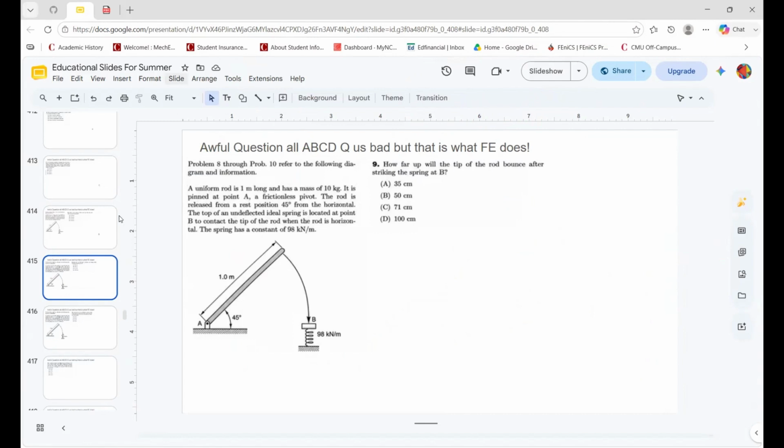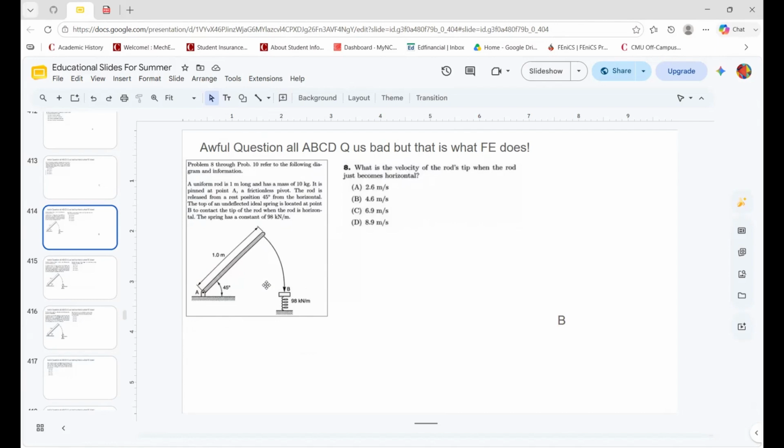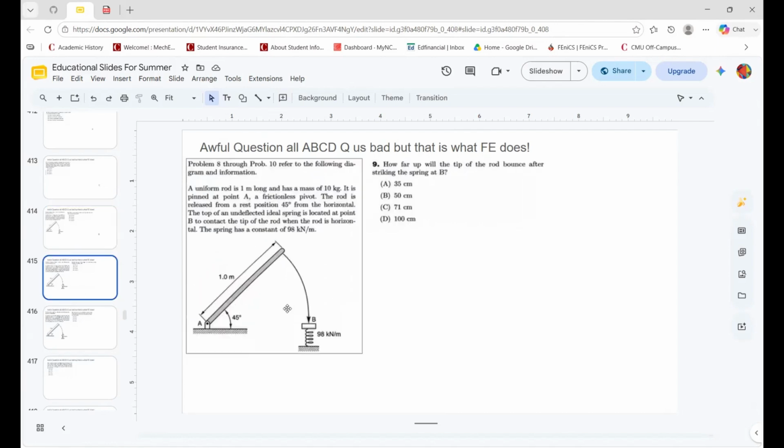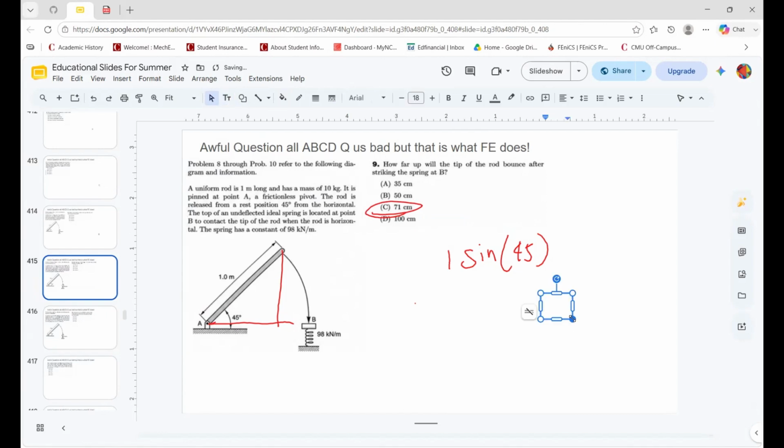This is my opinion. How far will the tip of the rod bounce after striking the spring at B? Oh, wow. This is an interesting question. Since the pivot is frictionless, wait, isn't this just the same space? Yeah, it would be, I don't see why it would be different. It would just be going back. It's frictionless. So I would have just said, this is over here. So I guess it's just trying to give you points. 1 sine 45, right? Whatever that is, which is about 0.71. Well, what did they want? Oh, it's centimeters. So it's just C.